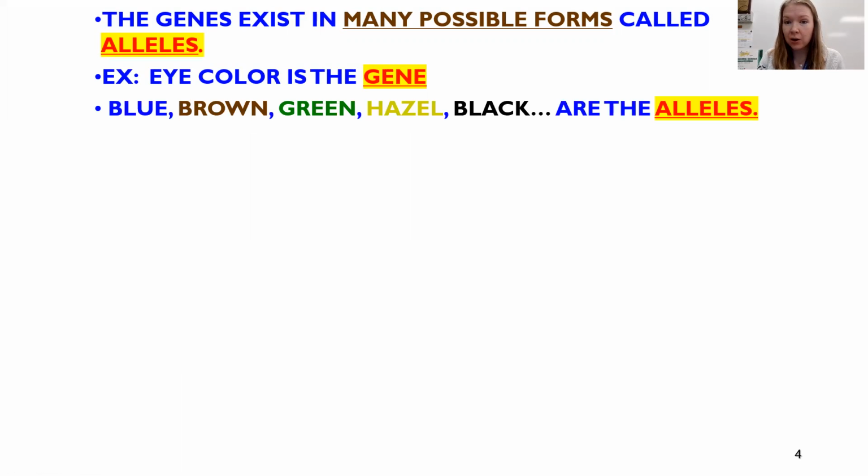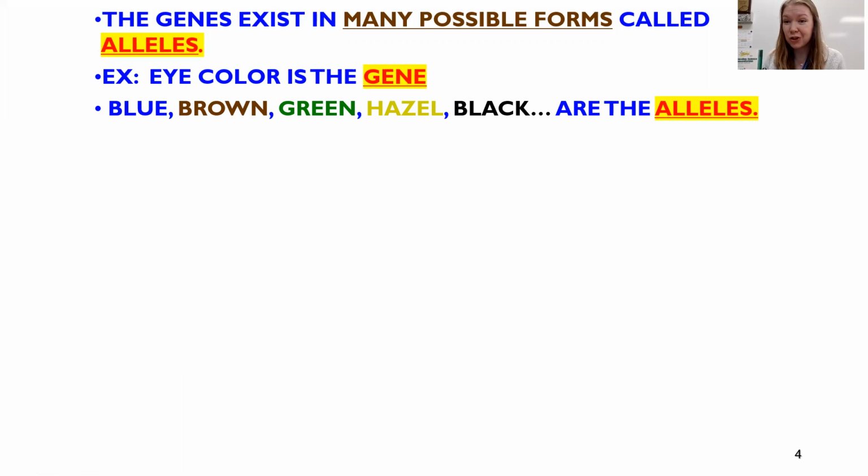So genes exist in many possible forms, and these possible forms are called alleles. So for example, eye color is the gene, and alleles are the variety of eye colors you could have. So blue, brown, green, hazel, black, etc.